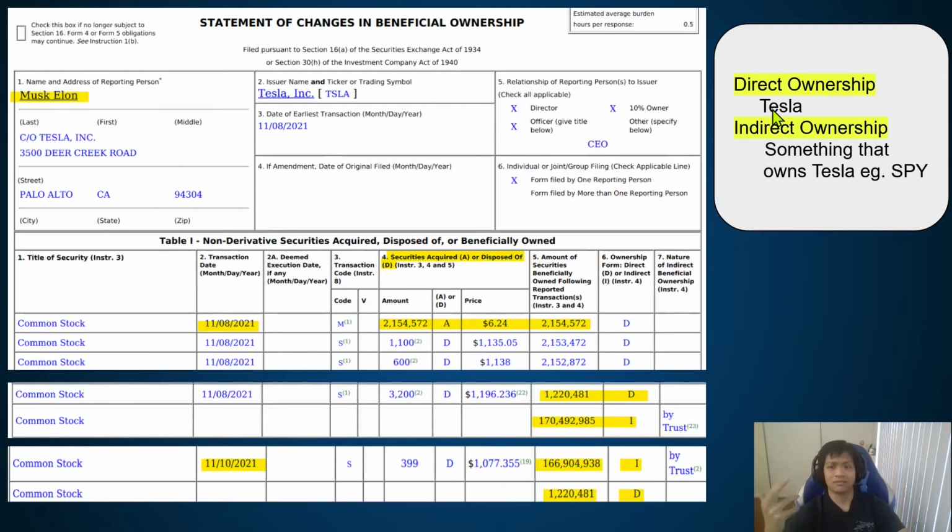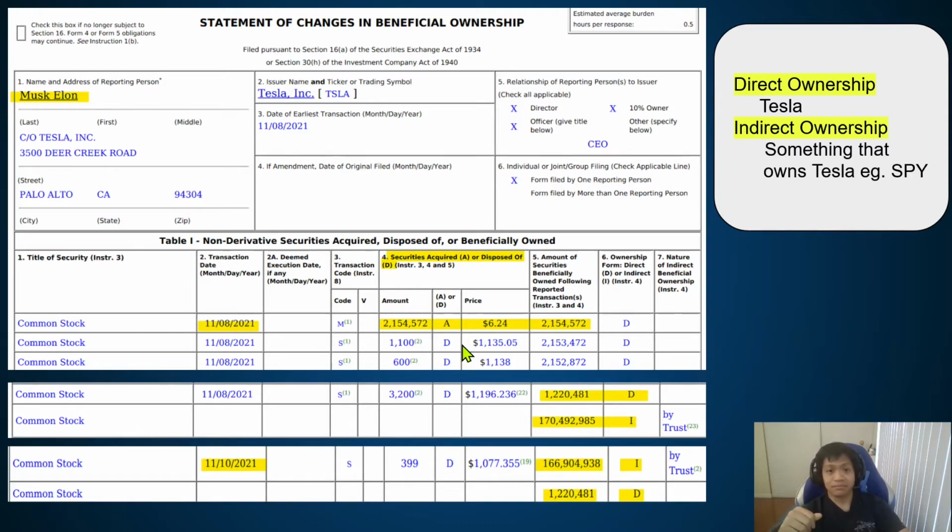But indirect ownership of a share is when you own something that owns a certain company. So for example, something that owns Tesla. Like the Spider, since the Spider is an ETF that tries to duplicate the S&P 500, and Tesla is inside the S&P 500. When you own the Spider, you own part of Tesla, since Tesla is part of the S&P 500. So that would be an example of indirect ownership. Now, does Elon Musk own the Spider directly? Well, I don't know. All it says is direct and indirect. So anyway, that's what that means. I actually didn't know that before, so I'm guessing you guys didn't know either. Anyway, let's keep going.